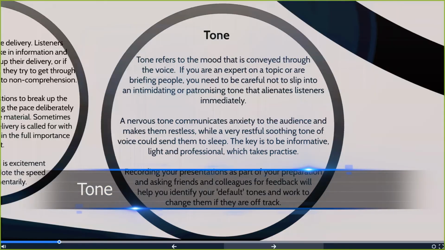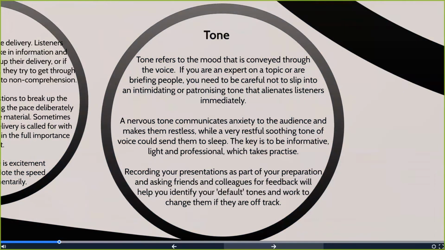Tone. Tone refers to the mood that is conveyed through the voice. If you're an expert on a topic or are briefing people, you need to be careful not to slip into an intimidating or patronizing tone that alienates the listeners immediately. A nervous tone communicates anxiety to the audience and makes them restless, while a very restful, soothing tone of voice can send them to sleep. The aim is to be informative, light, and professional, which takes practice.